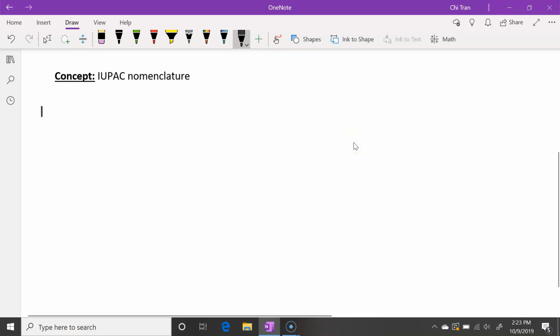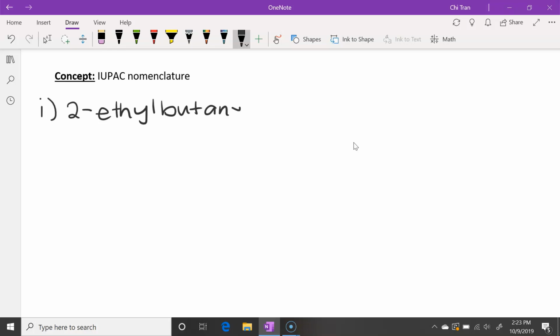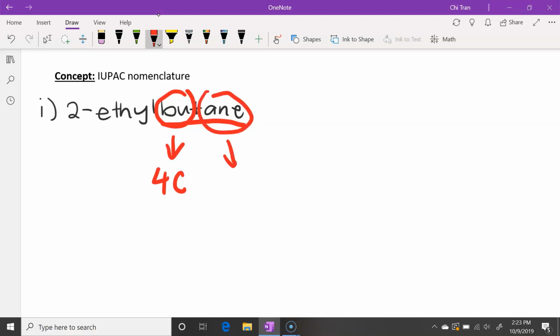So firstly, we have 2-ethylbutane. And we first need to look at the end of the name, which is butane, and it tells us the longest carbon chain. So the word but tells us that there are 4 carbons in our longest carbon chain, and the suffix ane tells us that this is part of the class of alkane, so it all comprises of single bonds.